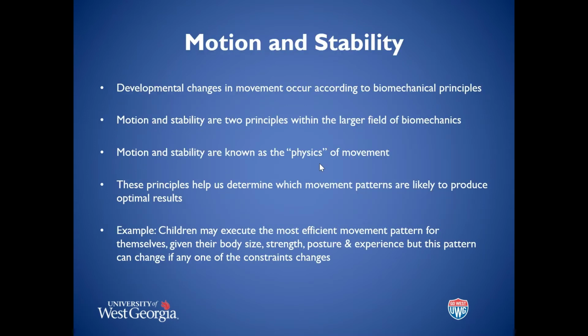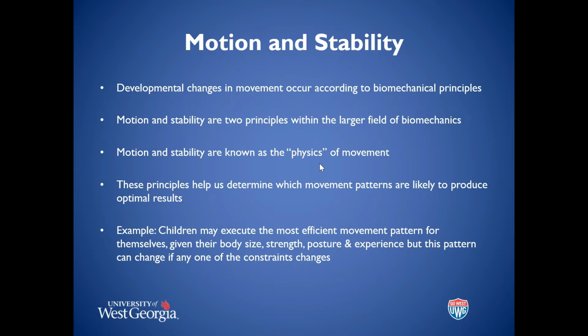So when it comes to motion and stability, developmental changes in movement occur according to some biomechanical principles. Motion and stability, so movement and then staying upright, how stable you are, are two principles within the larger field of biomechanics. Biomechanics is how the body moves, and then you can narrow down into motion itself and stability, and there are others. These are known as the physics of movement. They're really required to be able to look at movement. You have to have motion and stability. They help us determine patterns and how we are likely to produce optimal results. These two things together play into optimizing, being the most efficient or the fastest or the best.